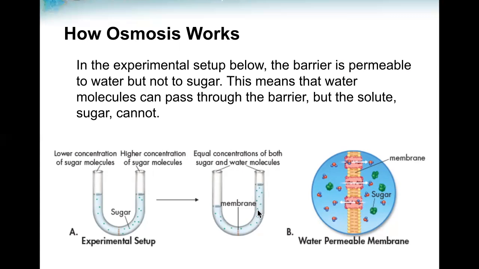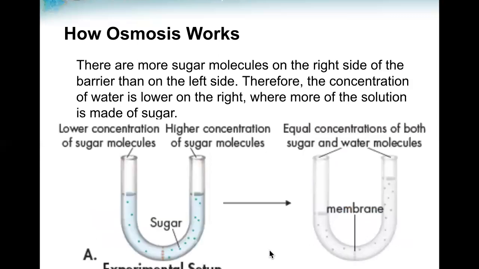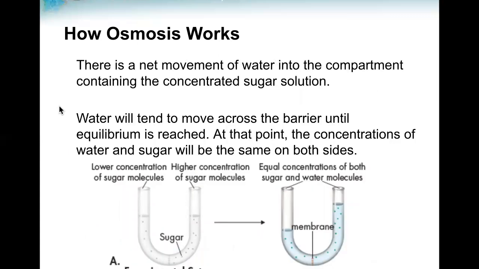This side will have more gravity pressure, but the high solute concentration on the other side will pull in more water to make this more balanced. There are more sugar molecules on the right-hand side of the barrier than on the left-hand side. Therefore, the concentration of water is lower on the right. So low concentration of sugar, higher concentration. There's a net movement of water into the compartment containing the concentrated sugar solution.